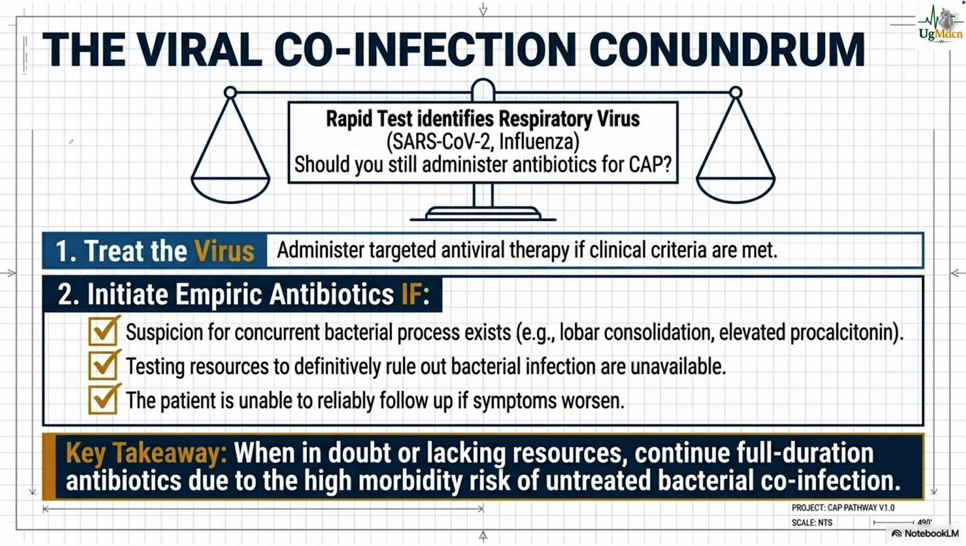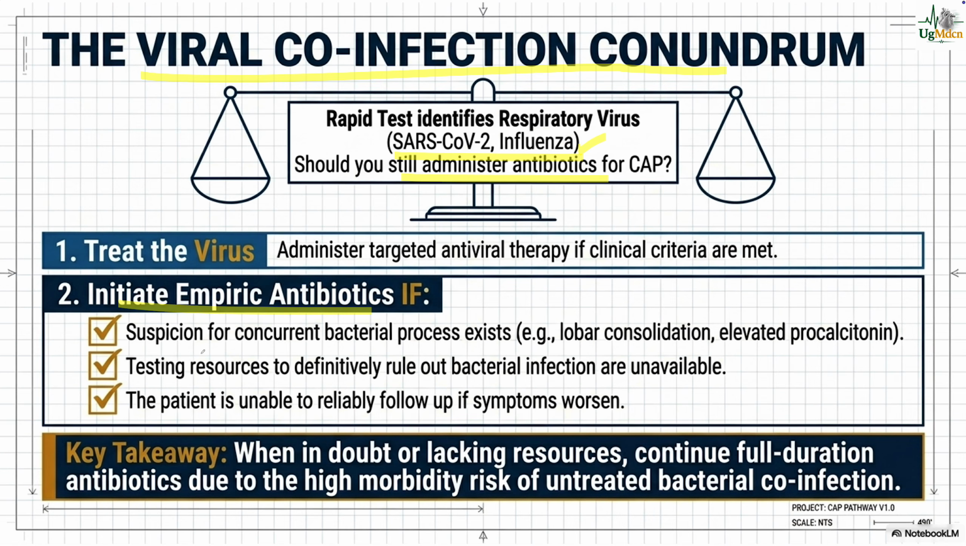Let us move on to the viral co-infection conundrum. Respiratory viruses frequently coexist with pneumonia. Testing may identify influenza, RSV, or SARS-CoV-2. However, a positive viral test does not automatically exclude bacterial pneumonia. The clinical question is whether to initiate empiric antibiotics in such situations.